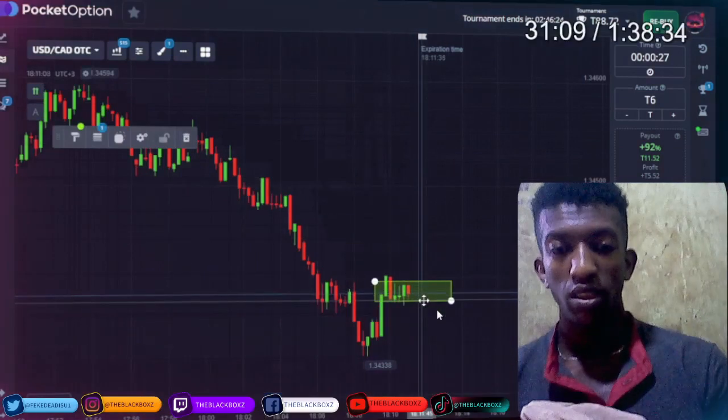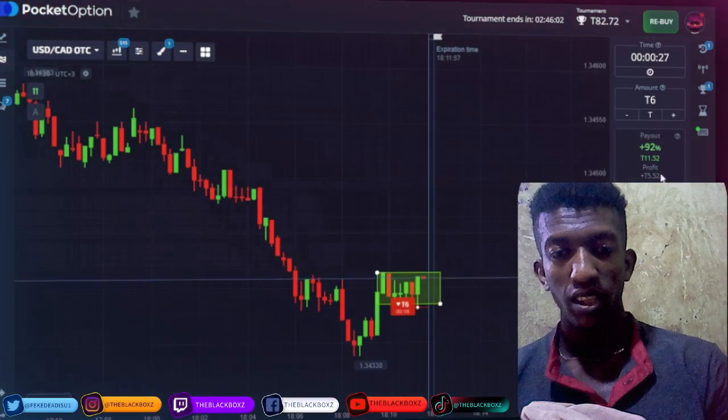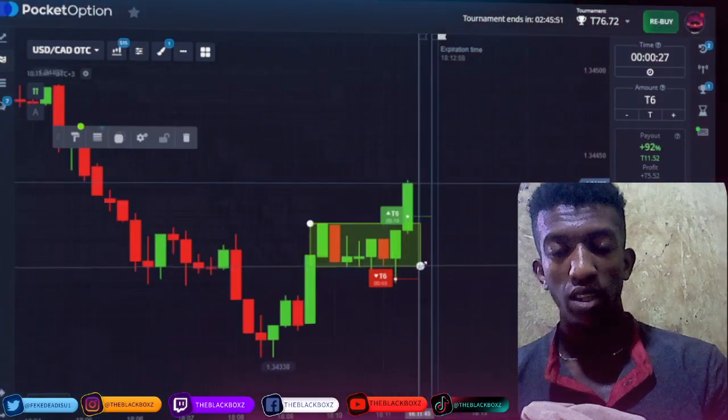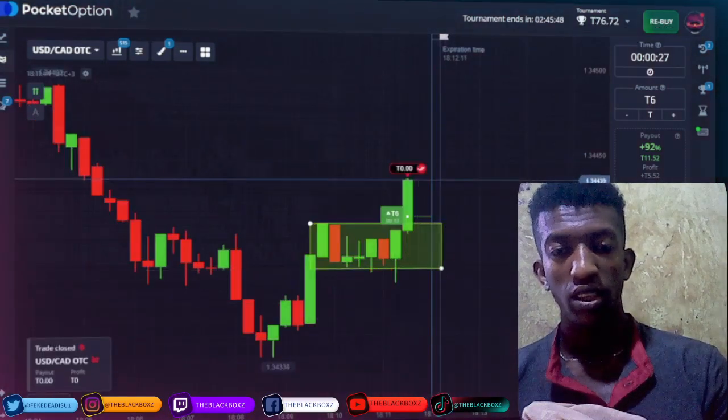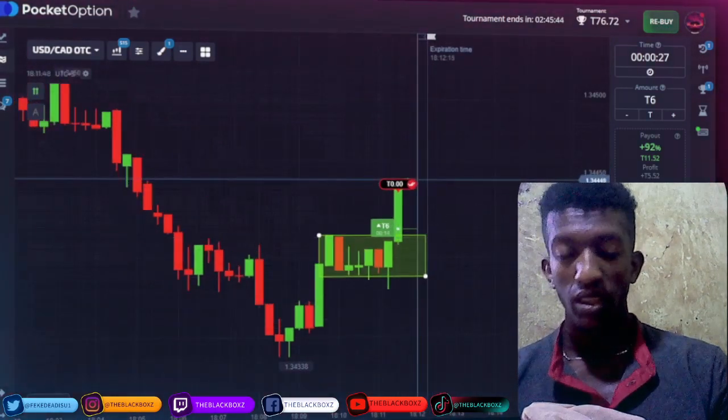Another black box here. Let's wait for the break. It broke the downside. I sold it and it ended up moving up. So I didn't add the 5%. That's why this thing keeps happening to me.